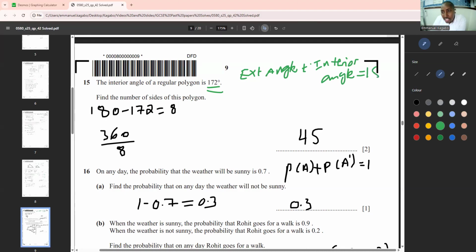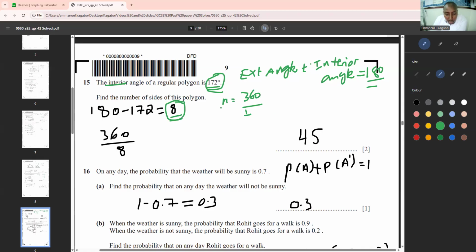So this gives me 180. If I have one exterior angle and I'm interested in getting the interior angle, I'll simply get 180 minus that. This is one interior angle. Sorry, guys, what am I confusing? Exterior angle plus interior angle is equal to 180. They gave me the interior angle, so this will be one exterior angle.